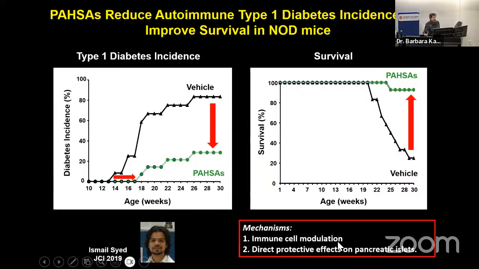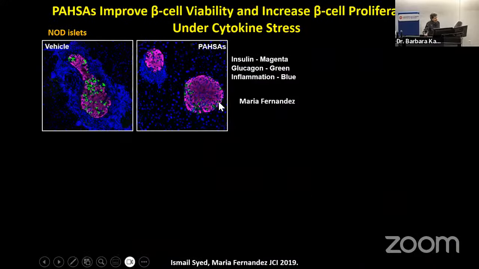And what we showed is that there are two categories of mechanisms. There's immune cell modulation, and there are also direct protective effects on pancreatic islets. So here is an islet from an NOD mouse treated with PASAs. And it's a pretty normal looking islet with the magenta insulin staining cells filling most of the islet and these green glucagon cells around the periphery. This islet is not being attacked by immune cells. Another islet in the same mouse is under immune attack.